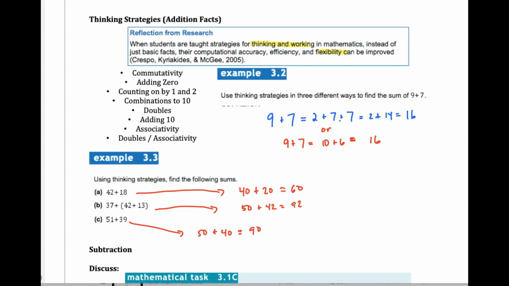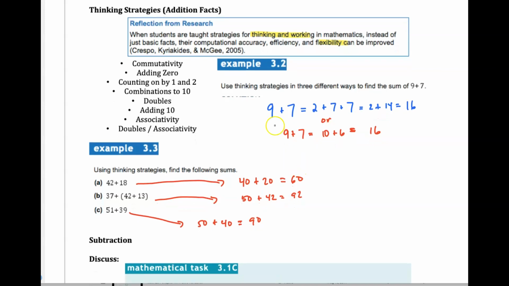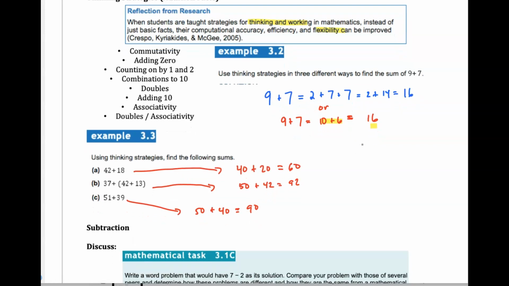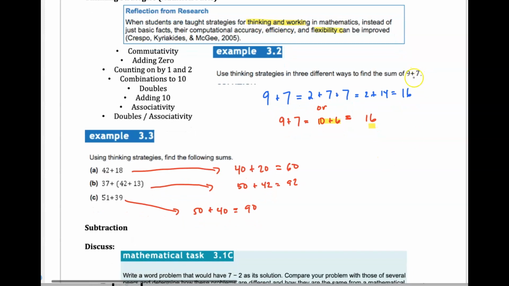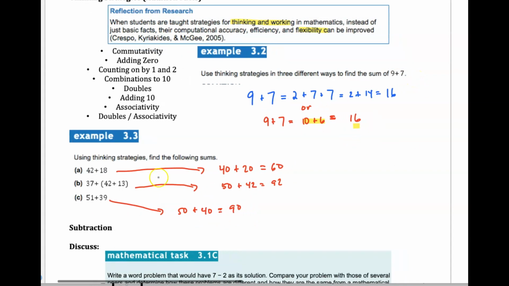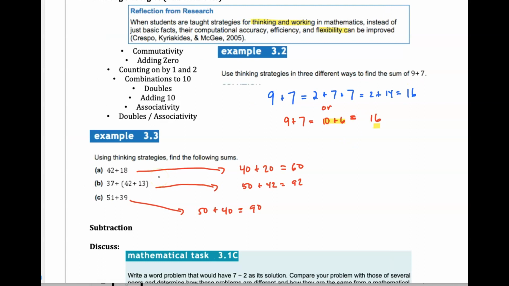Someone may say, you know what, I'm going to turn that 9 into a 10. I'm going to turn the 7 into a 6. 9 plus 7 is 16 because give 1, take away 1, it turns into 10 plus 6, which would be equivalent. And so then you end up with 16. So that's another way, and I challenge you to try to think of another way how you would add that together. Let's continue on here.